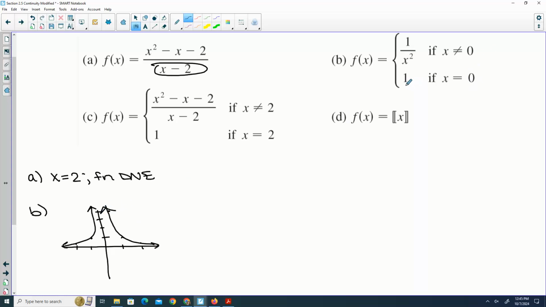And then 1 if x equals 0. What's that? Just a line. It's a line? Or a dot. A dot. When x is 0, we get out 1. Okay. So we were worried about 0. Does the function exist at 0? Yes. Does the limit exist at 0? Yes, it does. But they don't match. What does the limit go to as I'm approaching 0? Infinity. The function exists, the limit exists. Do they match? No.